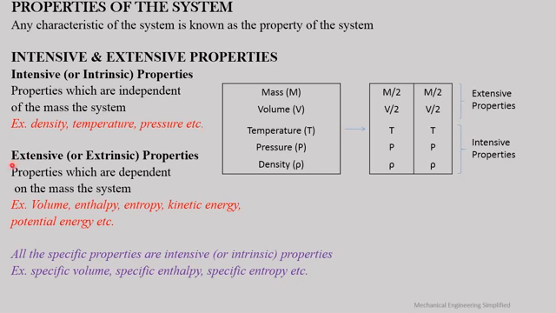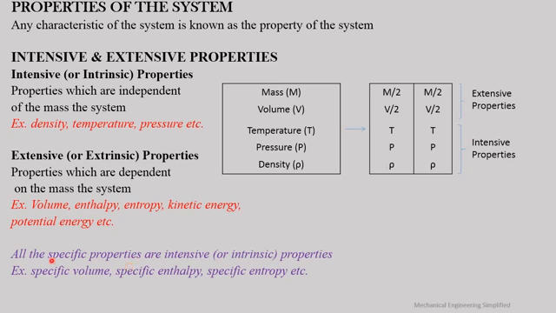Another classification is extensive or extrinsic properties. These are properties which are dependent on the mass of the system. Examples are volume, enthalpy, entropy, kinetic energy, potential energy, and many more. And all the specific properties are intensive or intrinsic properties. What does this mean? What is a specific property? Any property per unit mass is known as a specific property.